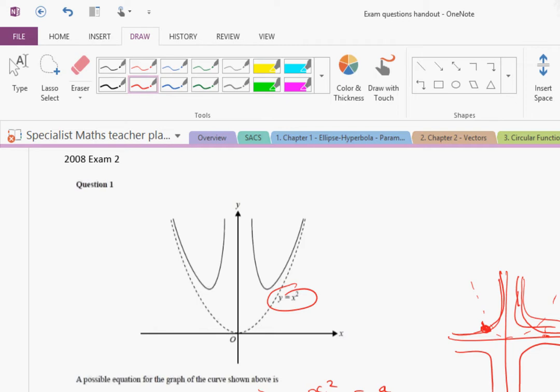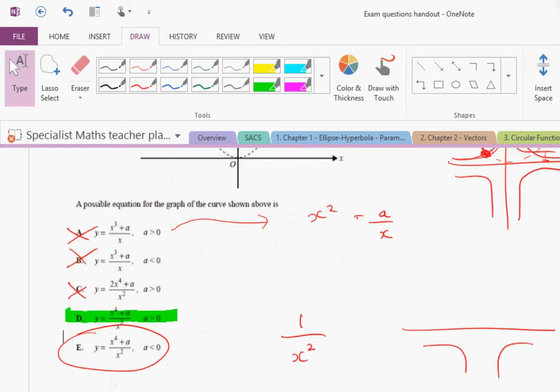And over here, we've got an x squared graph. 1 on x squared, or -1 on x squared, is going to look like this. If I add in the ordinates of that, then we're going to be below that x squared. So therefore, it just has to be D. Okay, so addition of ordinates is the best way to do that, and it shouldn't take you that long.